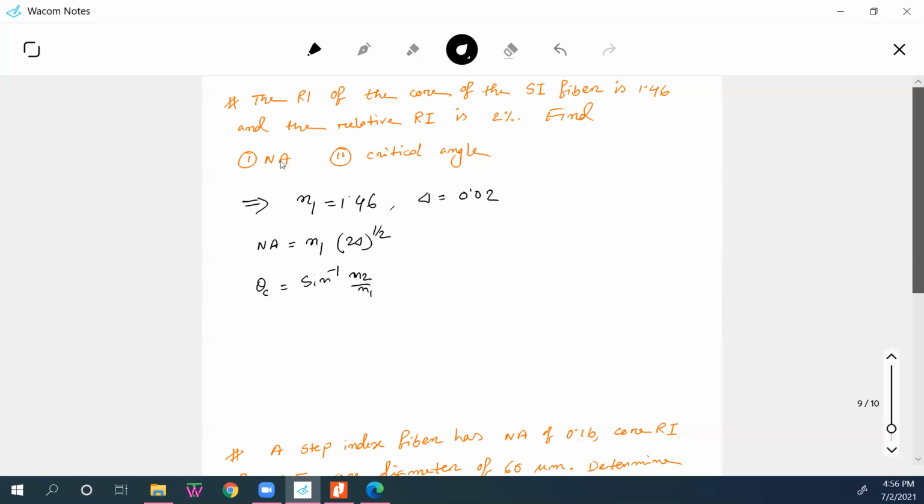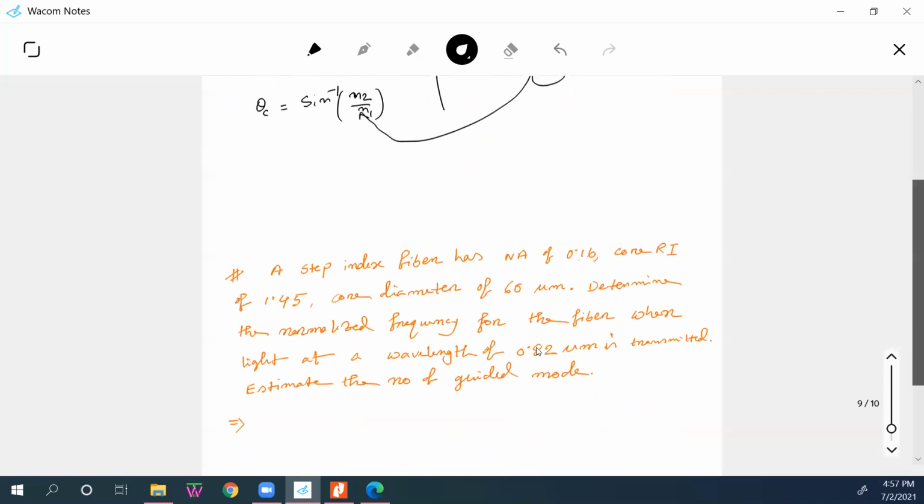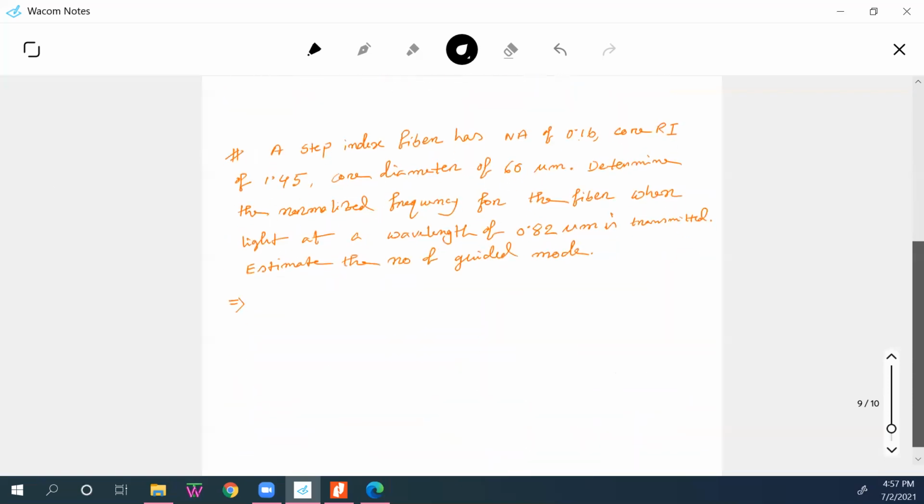You see, n1 we have, but we do not have n2. So how can I find n2? From the del formula, del equal to 1 minus n2 by n1. We have n1, and we also know del, so we will find n2. That n2 we'll put here, then we find the critical angle, isn't it? Yes, sir. Okay, very easy stuff. So what is the next one?